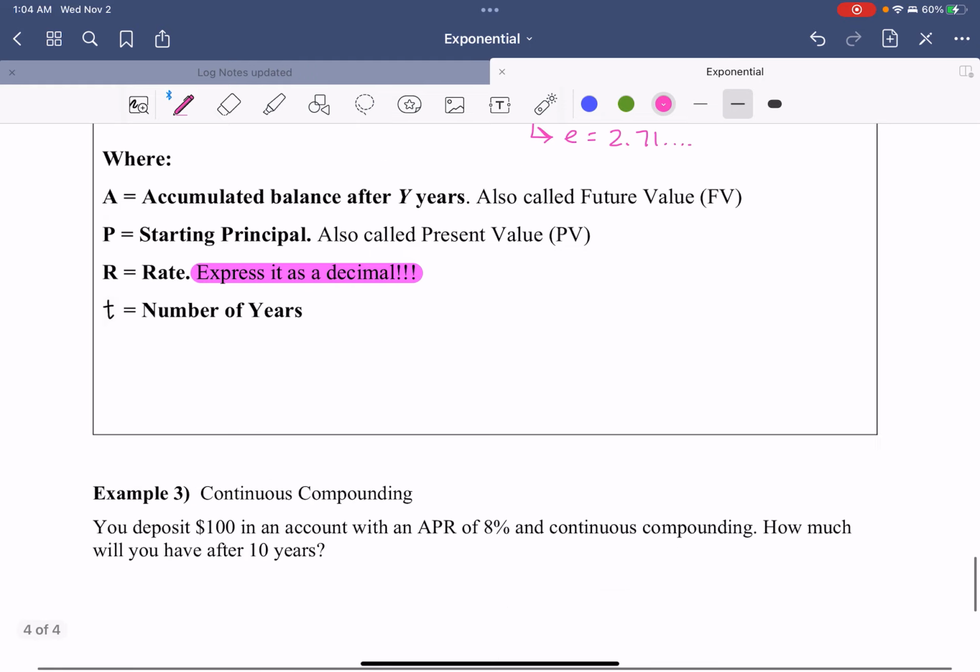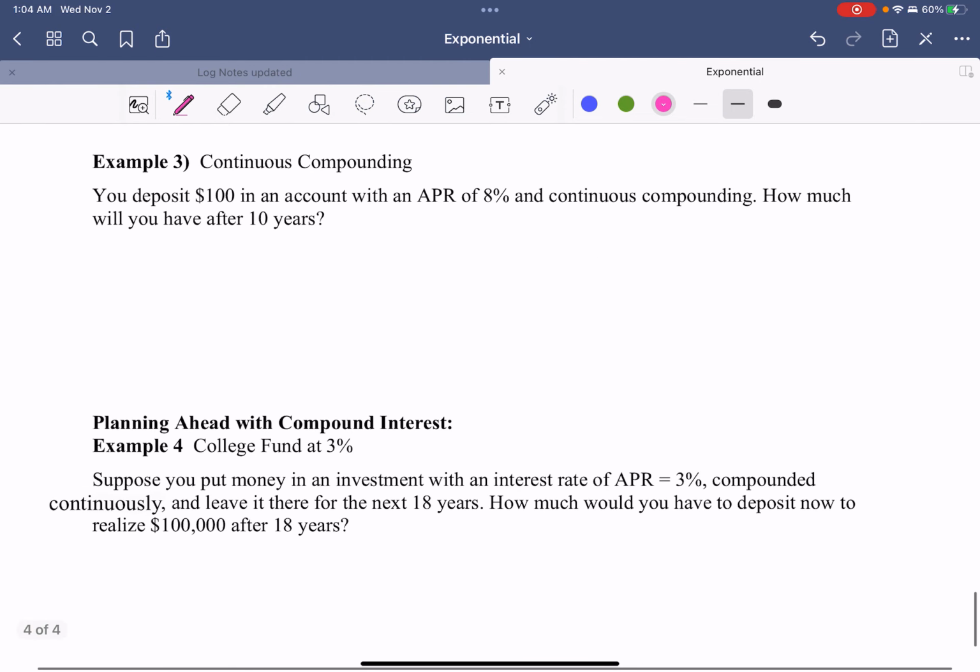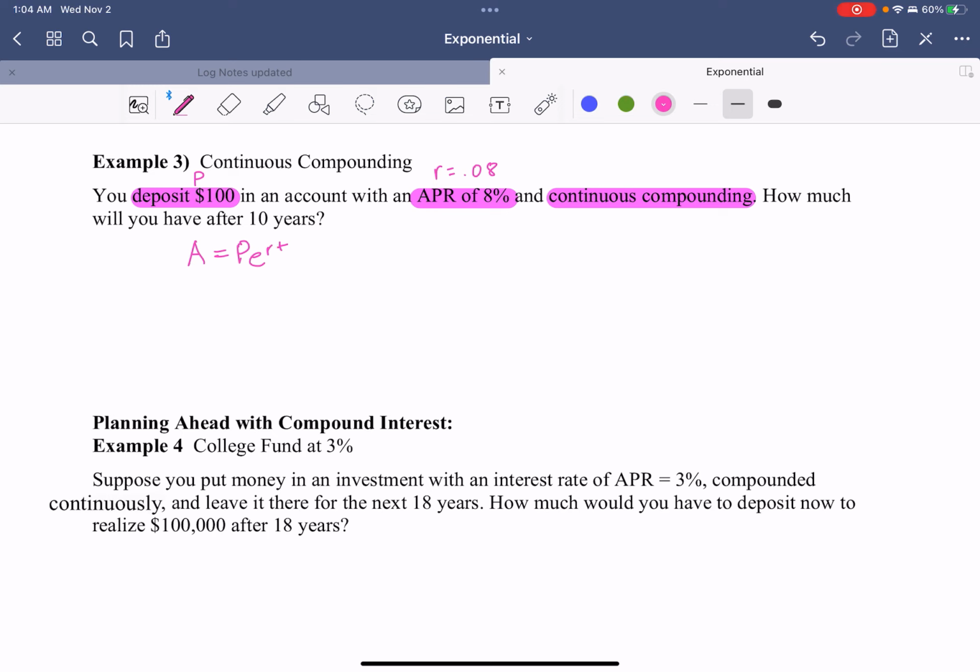All right, so let's try some examples. You deposit $100 in an account with an APR of 8% and continuous compounding. How much will you have after 10 years? So you deposit $100. That's going to be your starting principal. If you have an APR of 8%, then your rate would be 0.08. Now the keyword here being continuous compounding. That's going to let you know the formula that you're going to use, which is the PERT equation. Okay? And then how much will you have after 10 years? That will be your time.